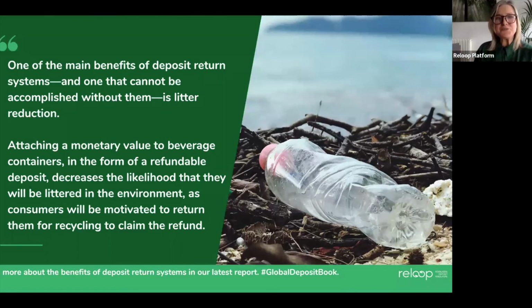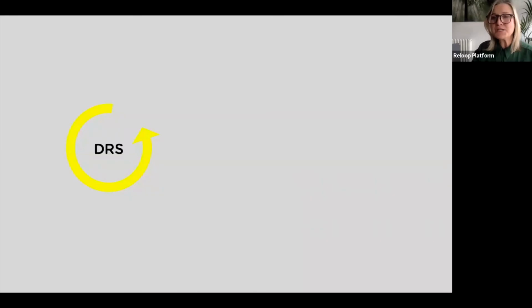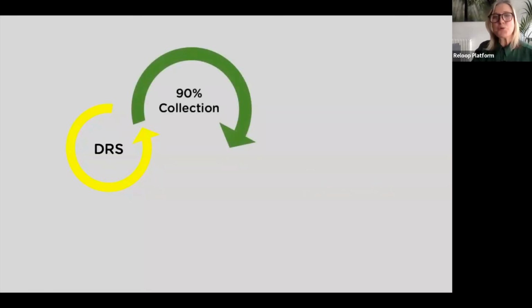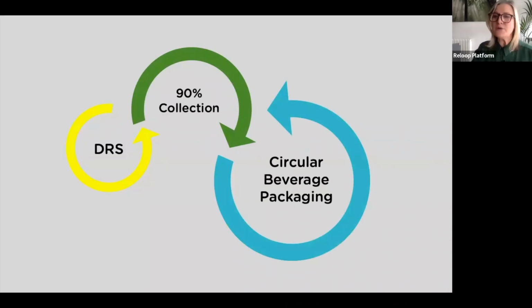But one of the main benefits of deposit return systems, one that cannot be accomplished without them, is litter reduction. And attaching a monetary value to beverage containers in the form of a refundable deposit decreases the likelihood that they will be littered in the environment, and consumers will be motivated to return them for recycling and claim their refund. This is, as I said, why we introduced deposits in North America in the first place. The argument still holds true more than ever now. We know that deposit return systems support 90+% collection for recycling, high quality material, and that is the only way that we can truly achieve circular beverage packaging.